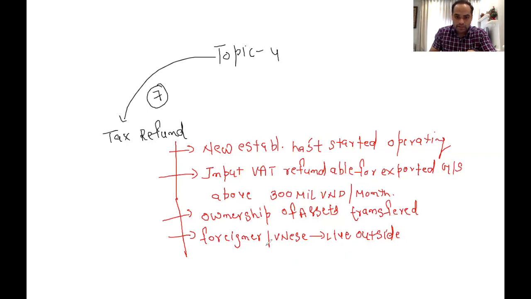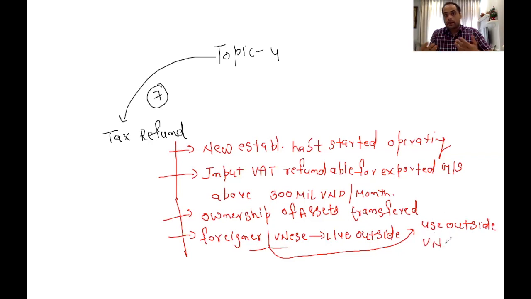That Vietnamese or foreigner purchase goods and services in Vietnam but consume them in foreign countries, right? Use outside Vietnam. All right. So let's say me, I purchase one mobile phone.